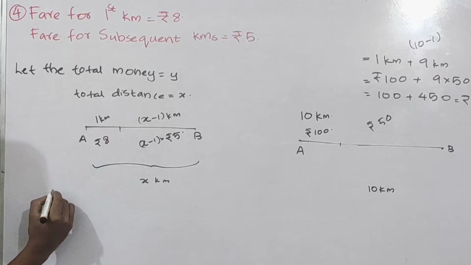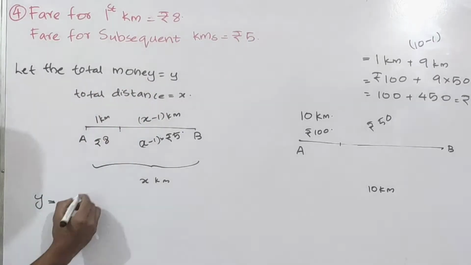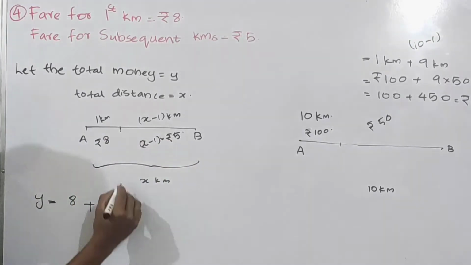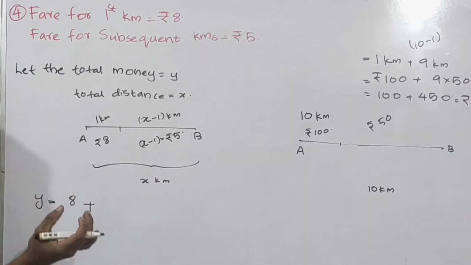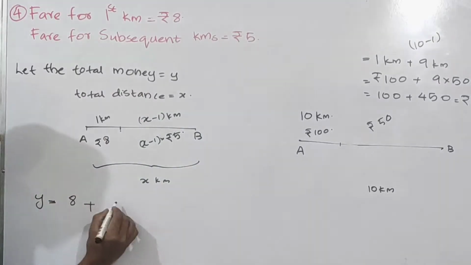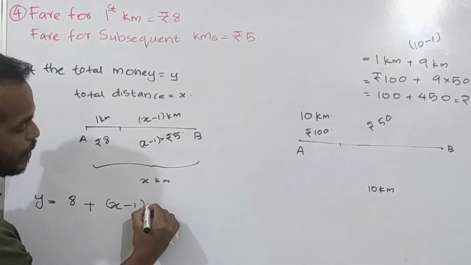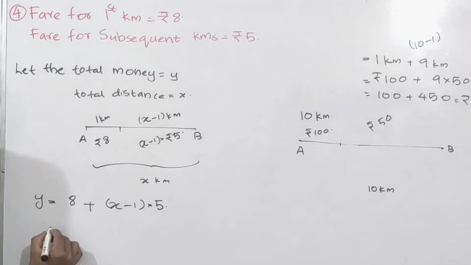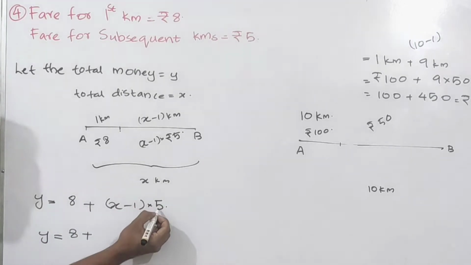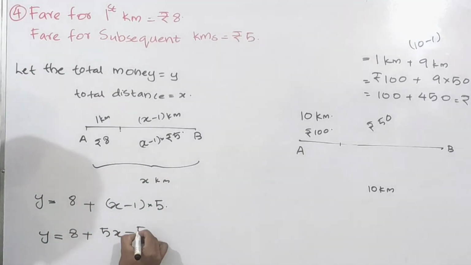Now the total fare can be easily calculated. Why? y is the total money. Total money is, for the first kilometer rupees 8 plus, for each subsequent kilometer, rupees 5. Now how many kilometers are left? Total distance is x. From that 1 kilometer is already done. So it will be x minus 1 kilometers, and for each kilometer you need to pay rupees 5. So the equation can be written as y is equal to 8 plus (x minus 1) into 5. 5 is outside the bracket, so we multiply throughout inside. So it will be 5x minus 5.